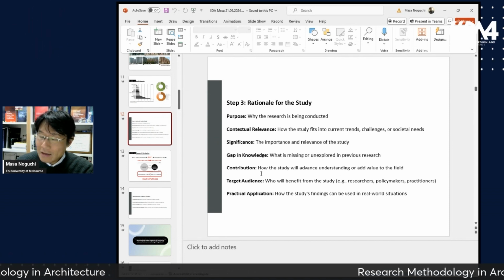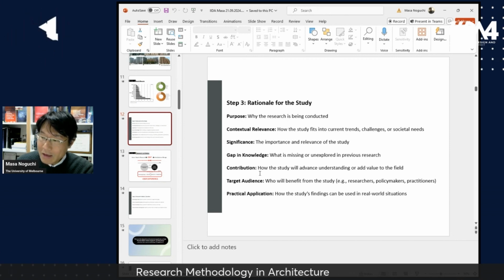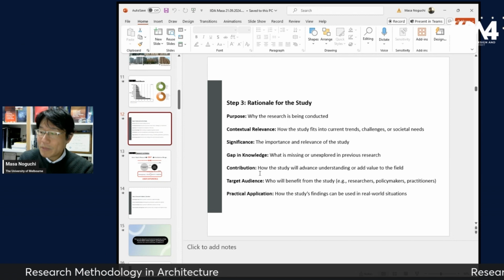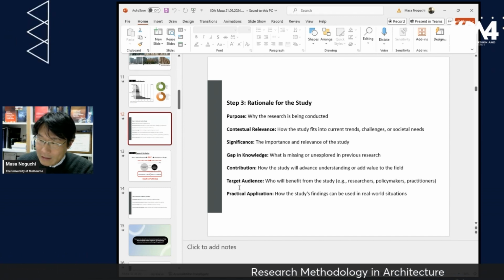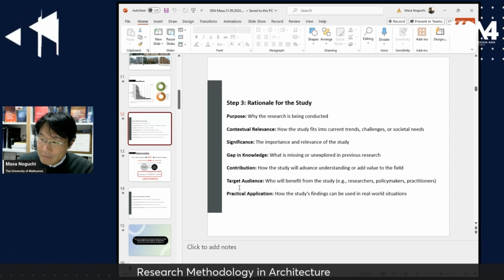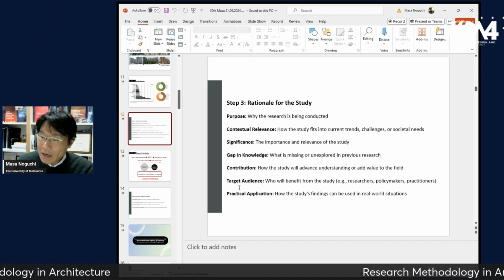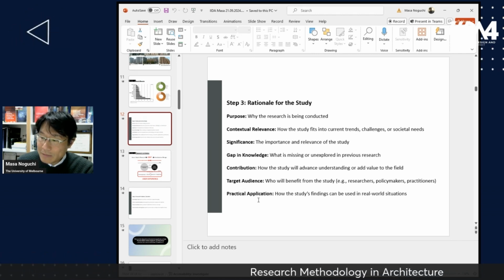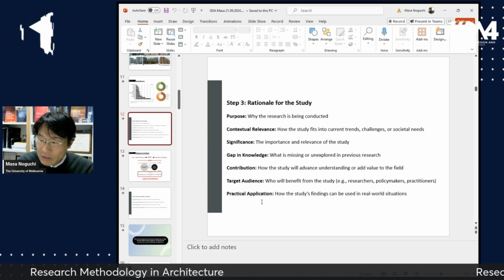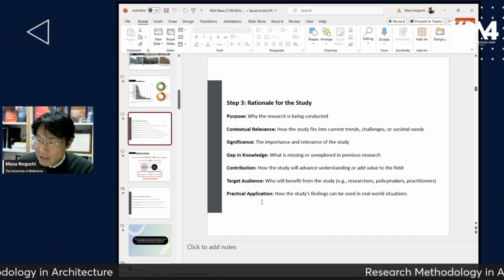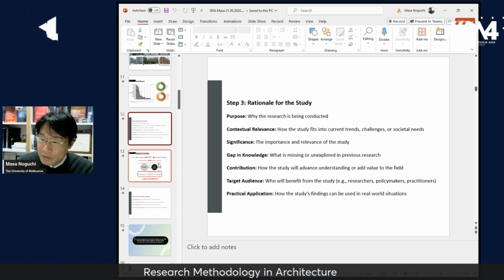The research needs to make a contribution to people and societies and the improvement of their way of living. And there is the target audience: the research should be read by a particular audience. And practical applications: not only theoretical contributions, but the research should also be practical. So try to rationalize it, right? Rationalize the research. Step 3.